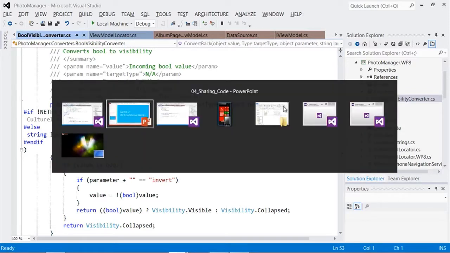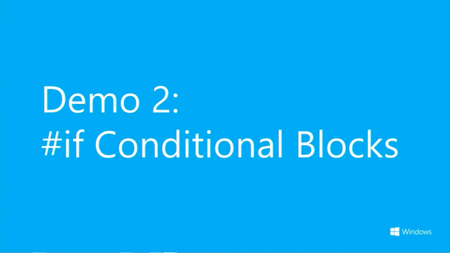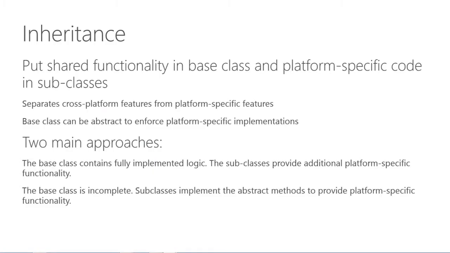Okay, so let's switch back and talk about some other ways that you can use to share code between projects or between platforms. In particular, one that's really handy, it's been around for a while, this thing called inheritance. Maybe you've heard of it. And so basically, by sharing functionality that is common in a base class and then using platform-specific code in subclasses, you can separate cross-platform features from platform-specific features.